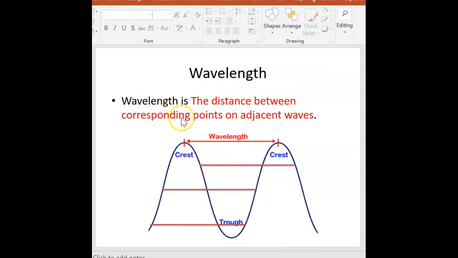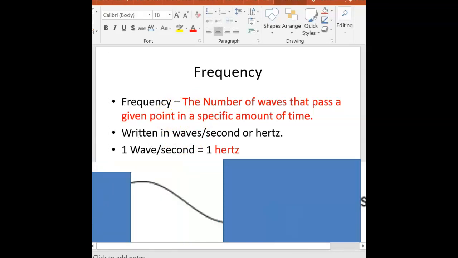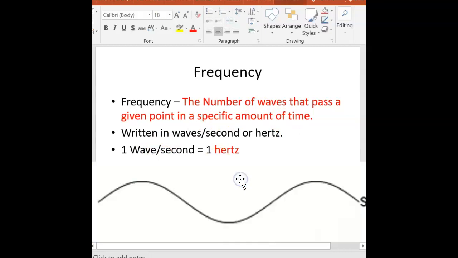So a wavelength is from the crest to the crest or the trough to the trough. Okay, those are two easy ways to analyze what the wavelength is. The frequency. So what the frequency is, the number of waves that pass through a given point through a specific amount of time. All right, so it might be 1 wave per second. So the unit we're actually using for frequency is hertz. Okay, it is hertz.